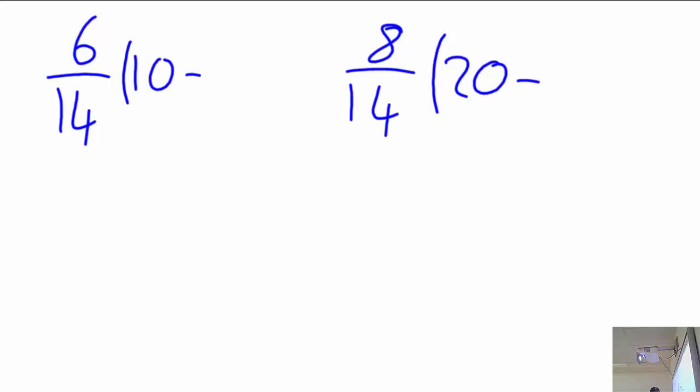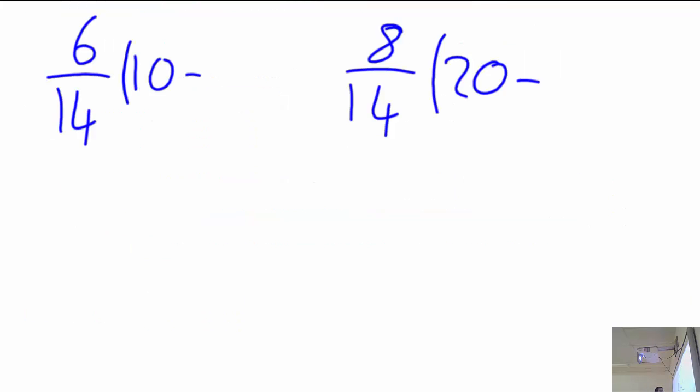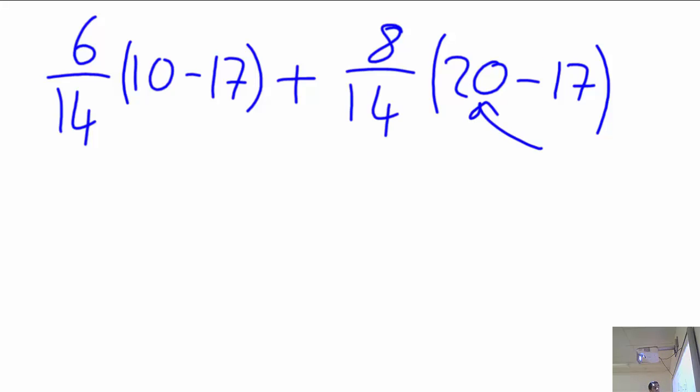For that bag, the bet money is $17. All right. Let's write down how much money you're going to bet that you will lose. 17 will be gone, but after the 17 is gone, you will either get $20 back or you will get $10 back. That's different, but yeah, this is what you need to come up with.